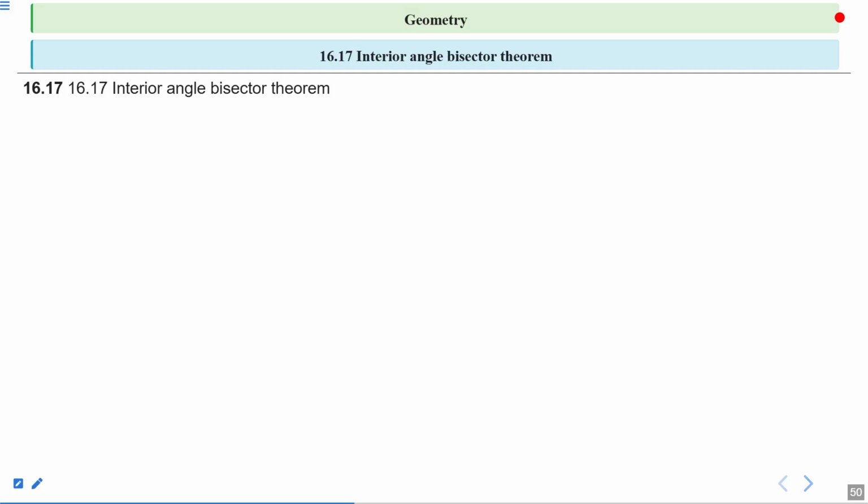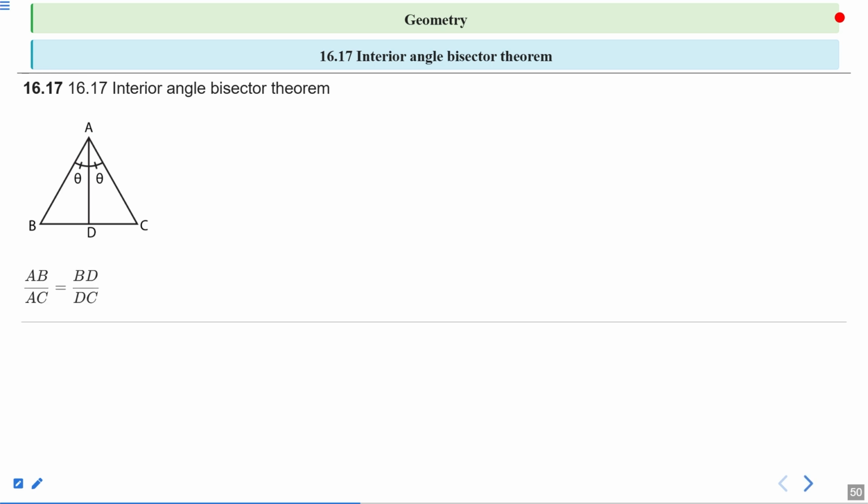Next one is the interior angle bisector theorem. So this is the diagram of the interior angle bisector of the triangle. AD is the angle bisector of angle A. So AB upon AC is always equal to BD upon DC if AD is the interior angle bisector.